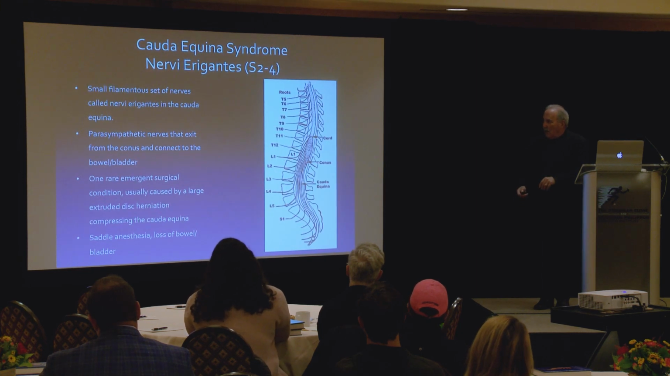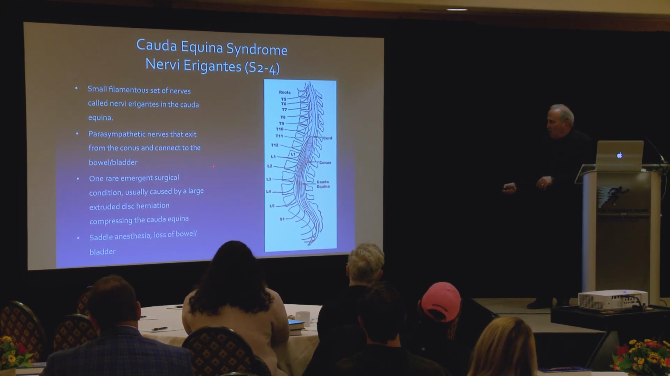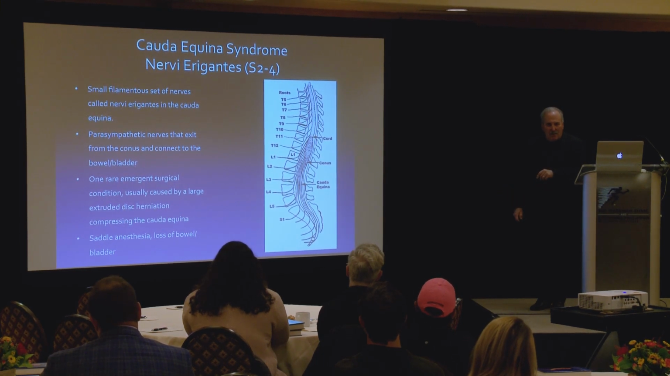And then cauda equina syndrome, finally. Remember the small filamentous set of nerves called nervi erigentes in the cauda equina coming right out of the conus? Do you remember what levels they are? That famous mnemonic? S2, 3, 4. Hard to forget now.